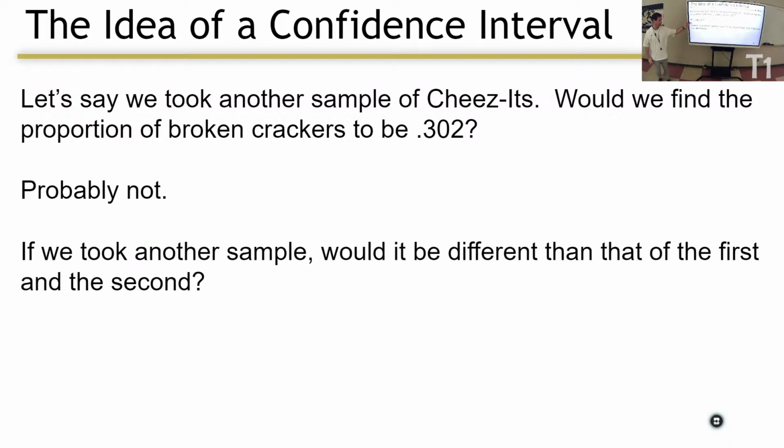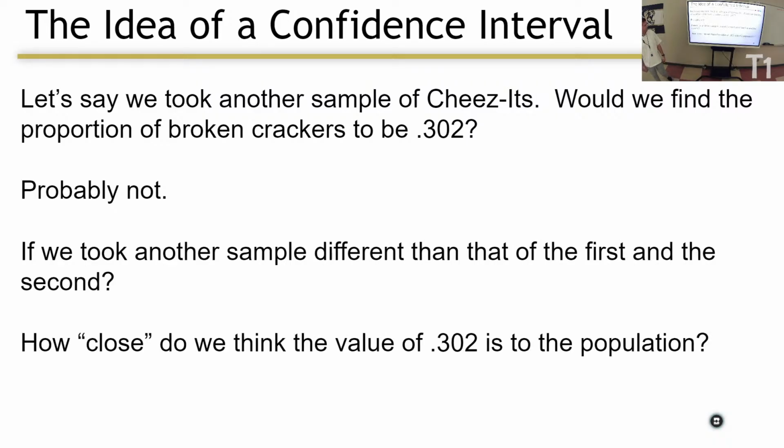No, we already said it probably will not be 0.302. If we took another sample, would it be different than the first one and the second one? Probably. We learned about that. I'd be more surprised if it was exactly the same than if it was different. How close do we think that 0.302 is to the population? Again, we really don't know. But that's why we're trying to do all this stuff.